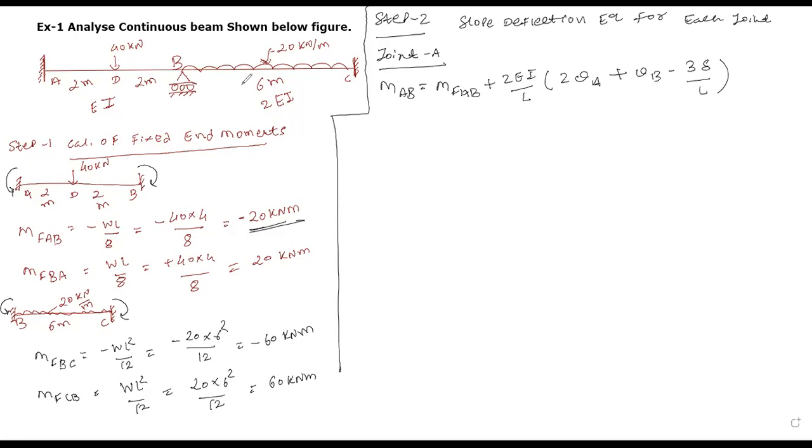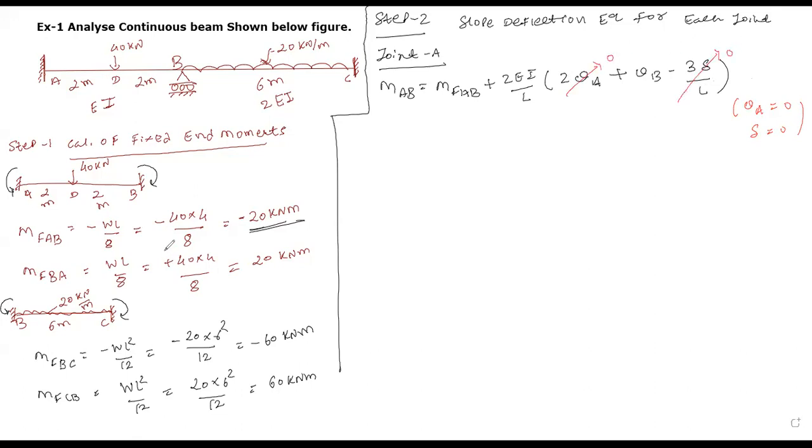Put all the values. Now from this geometry, what is the value of theta A? Please tell me, students. What is the value of theta A? 0, sir. Yes, due to fixed support, we can say that theta A equals 0. Put the value of MFAB and the value of theta A. Now again, in the data, is any sinking or deflection given? Tell me. No, sir. That's the reason delta is also 0. So theta A should be 0 and delta equals 0. So this term becomes 0, and this term becomes 0.